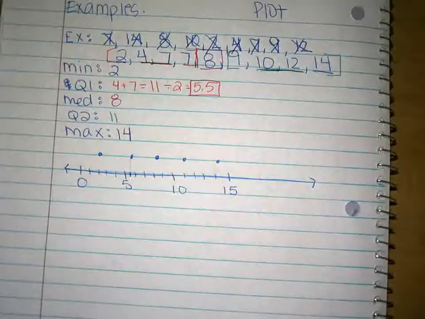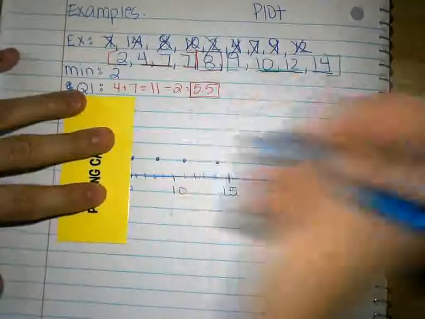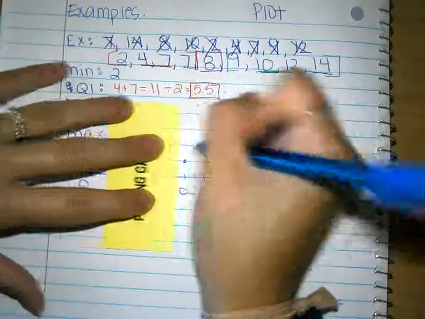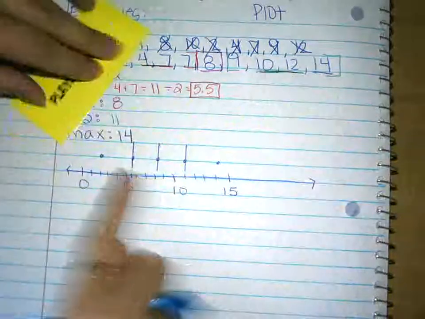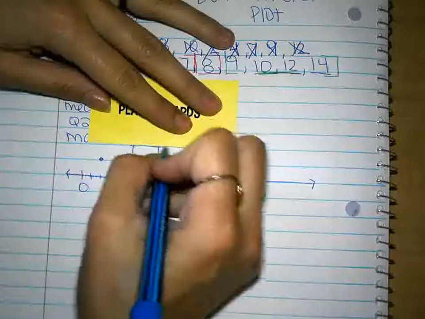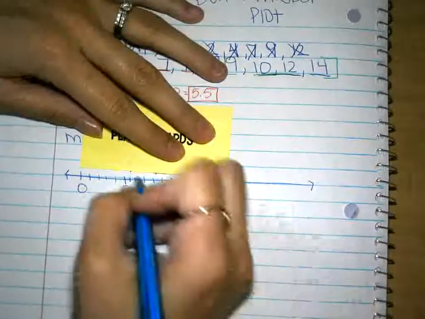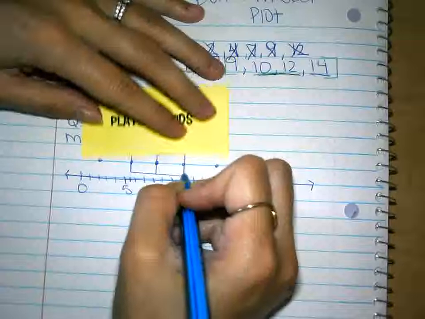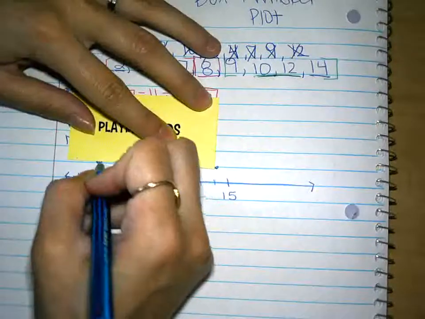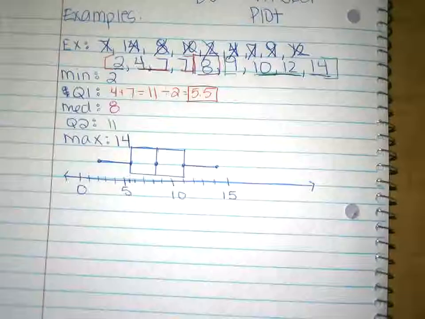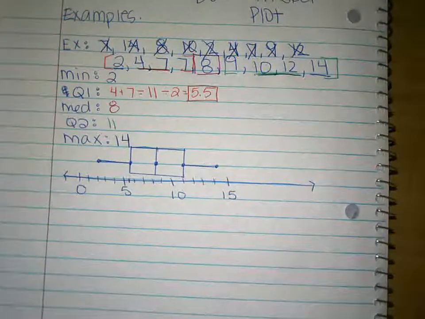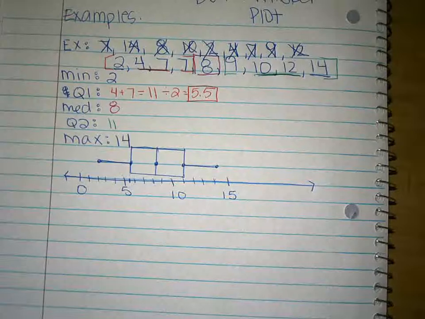I then need to take a straight edge piece of paper, and essentially all you're doing is your 3 middle dots get lines going up and down to create your box. Connect lines, connecting them, lines at the bottom, connecting them, and then connect your box to your whiskers, and you now have a box and whisker plot. And that's what it looks like. Use those straight edges.